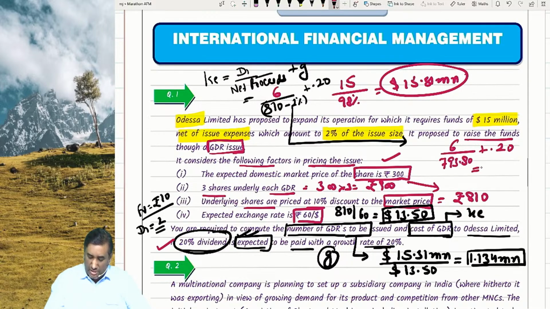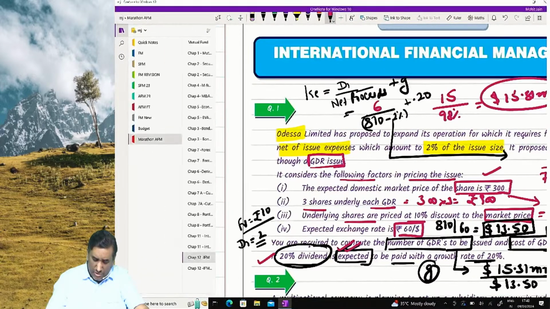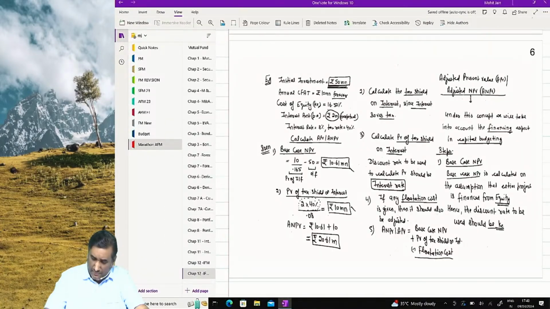Sir, why did we use 6? Because 3 shares make 1 GDR. Second, we use 793.8 because there were issue expenses, as you would have done in your junior classes, minus flotation cost. That's net proceeds. And third, we have used 6 as is, not added the growth, because the dividend was given as expected. So 6 divided by 793.8 plus 0.2. How much do we get? 20.76%. This is one of the common questions which comes in the exam.